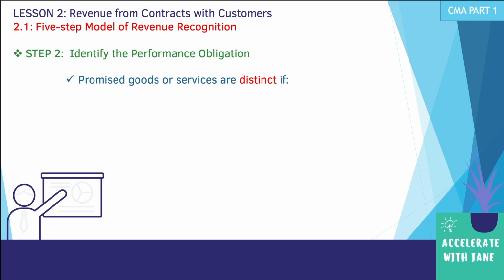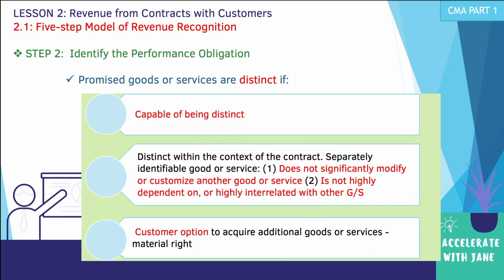So now let's qualify what we mean by distinct promised goods or services. It is said to be distinct if we have three criteria here. First, it is capable of being distinct. Of course, understandable. If a particular good or service is capable of being distinct, then it's distinct.